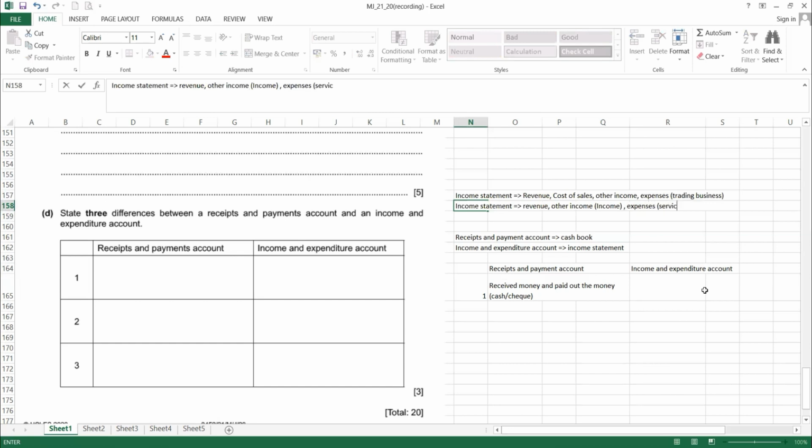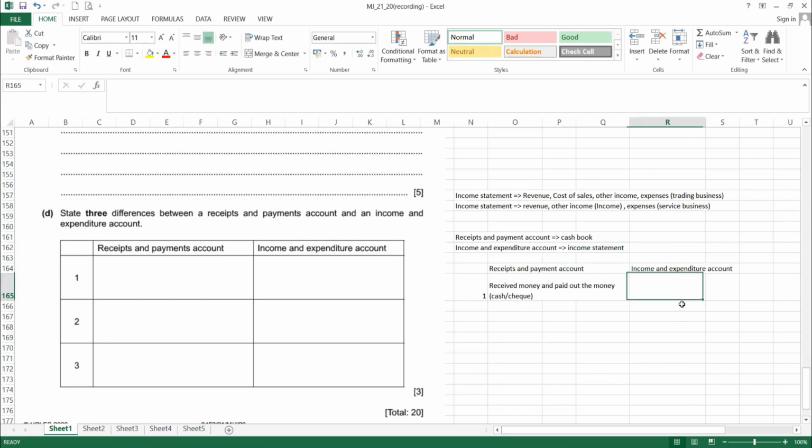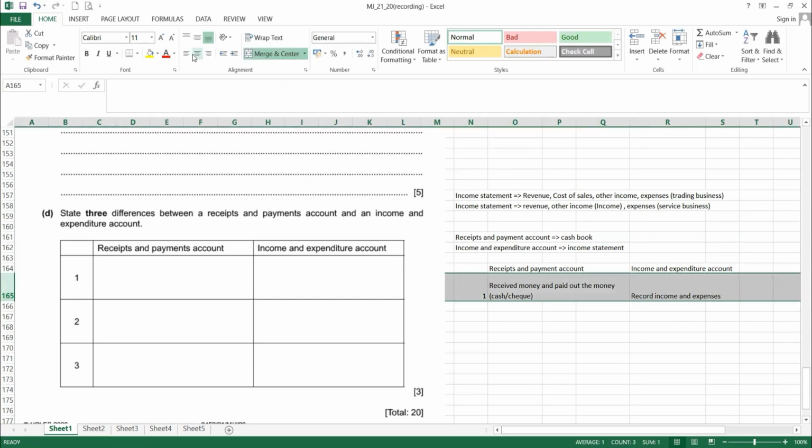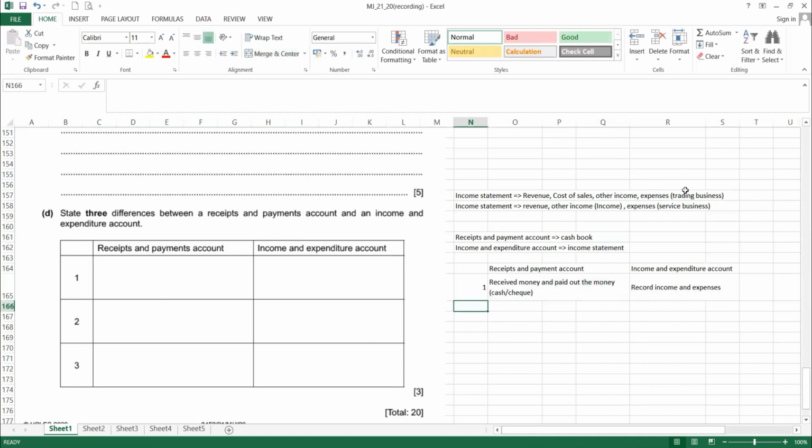So this is a service business. The club is actually providing a service, so you don't mention cost of sales. You see that, record income and expenses. Don't talk about cost of sales. There is a difference between a service account and a trading business.